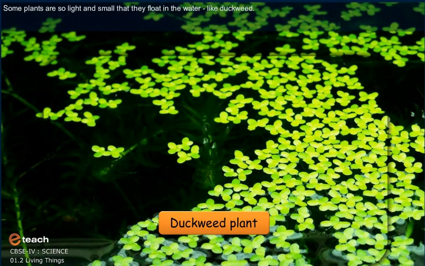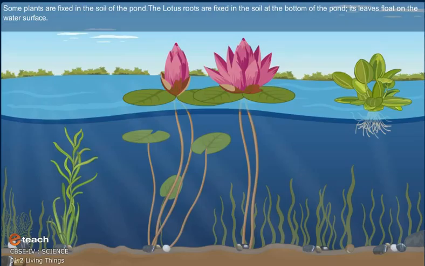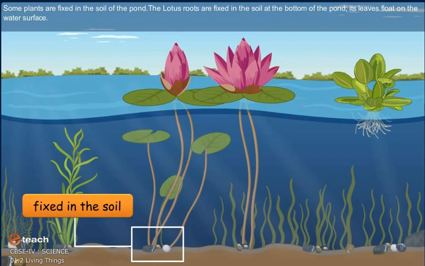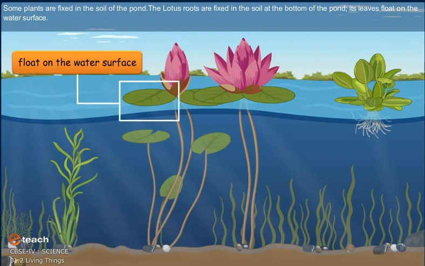Some plants are so light and small that they float in the water, like duckweed. Some plants are fixed in the soil of the pond. The lotus roots are fixed in the soil at the bottom of the pond. Its leaves float on the water's surface.